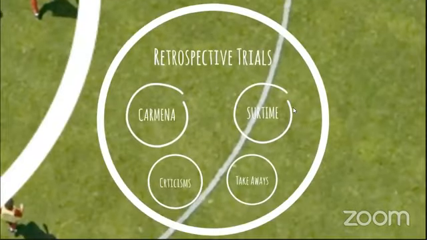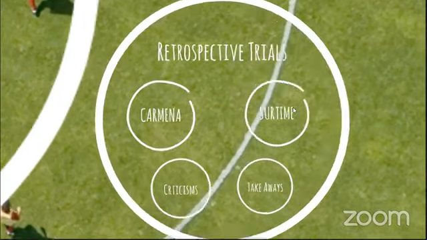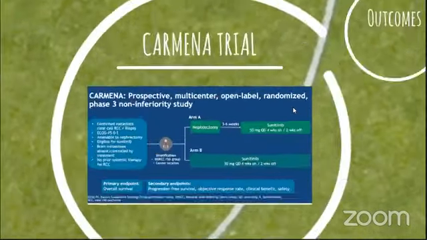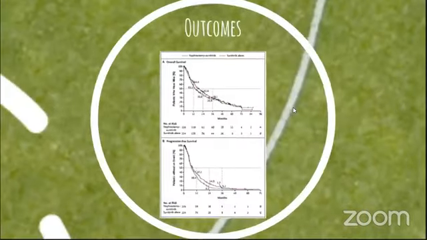After that, the prospective trials came, and we all know that 2 prominent trials come in front of us. One is CARMENA and the second is SURTIME. Let's take the CARMENA trial. In the CARMENA trial, 450 patients with intermediate and poor risk confirmed clear cell renal cell carcinoma were randomized in a 1:1 fashion to either nephrectomy followed by sunitinib or sunitinib alone. After a follow-up of 15 months, they found that the sunitinib alone arm was non-inferior as compared to the cytoreductive nephrectomy plus sunitinib arm.